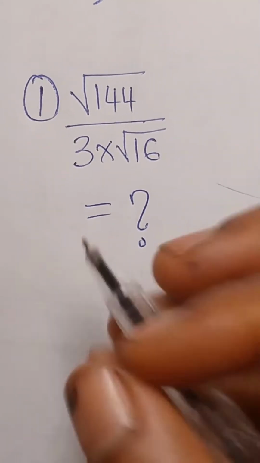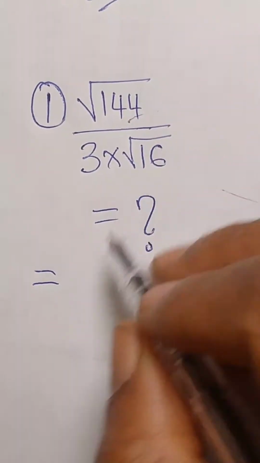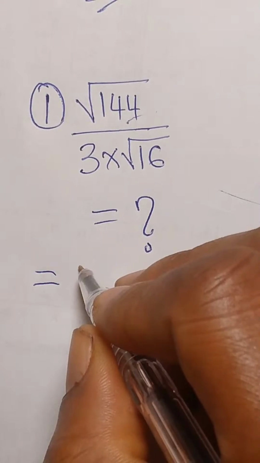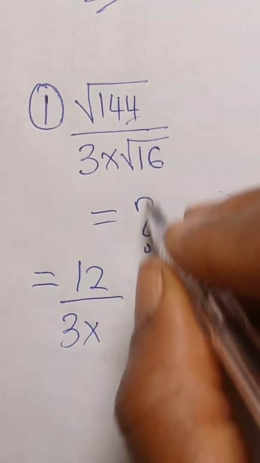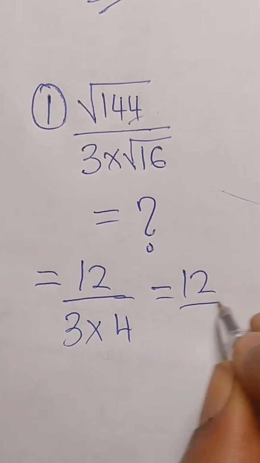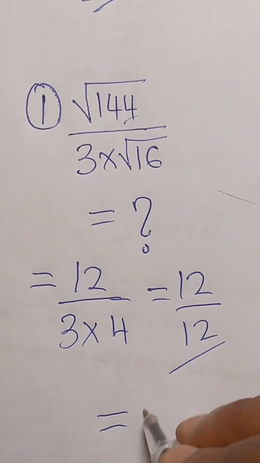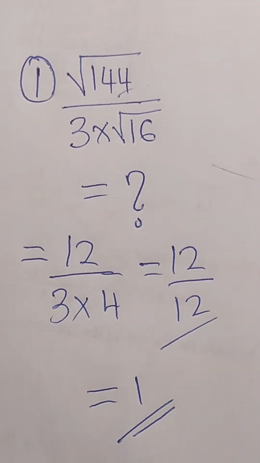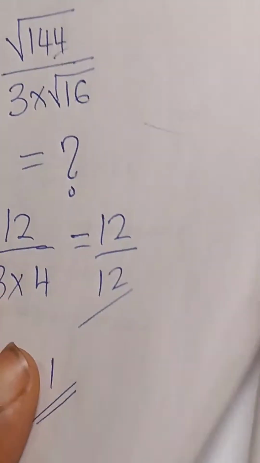So I'm going to solve this. Square root of 144 is 12, all over 3 times square root of 16, which is 4. So this is 12 all over 3 times 4, which is 12, and the answer is 1. So the answer to the question is 1. Very easy. Let's go to question number 2.